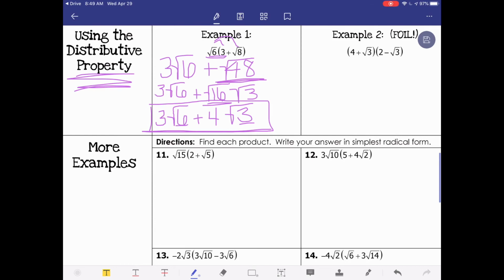Example 2 is going to be where we FOIL. So we have a binomial times a binomial, but we have radicals involved in this. So we need to use our FOIL method. So we're going to start with F, which is multiplying our first terms. So 4 times 2, which gives me positive 8. Then I'm going to do my outer terms for my O. So 4 times negative radical 3. So that's going to give me 4 times negative 1 for my coefficients, which is a negative 4. And then I have no radical in this first term, so it's just going to be radical 3.